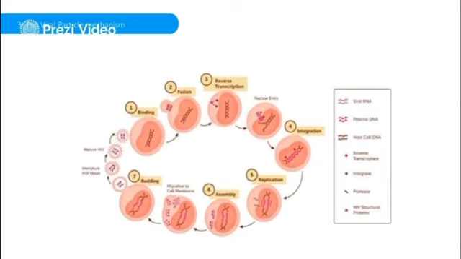Step number 6: assembly. Once the cell has made the necessary building blocks for new HIV particles, they are assembled. Virus RNA and virus proteins aggregate in one area near the cell's outer membrane. They begin coming together to form an immature virus particle.